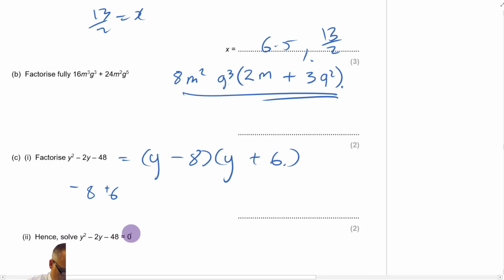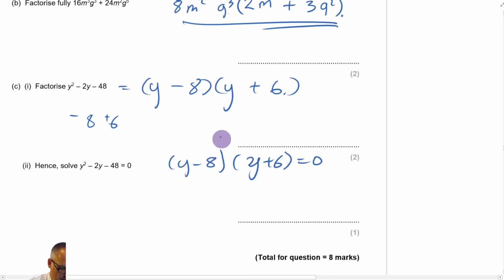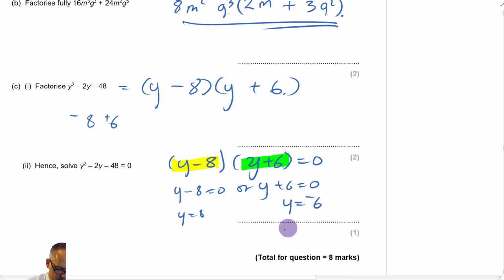So hence I want to solve this. So that means if I'm going to solve this, this must be equal to 0. And if this equals 0, you've got one number, y minus 8, times by another number, y plus 6, equals 0. So either y minus 8 must equal 0, in which case y will equal 8, or y plus 6 must equal 0, in which case y equals minus 6. So we've got y equals 8 or minus 6 as my answers.